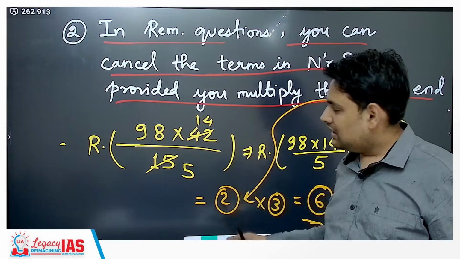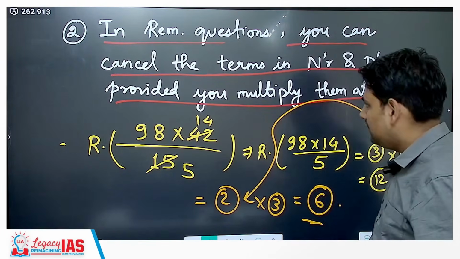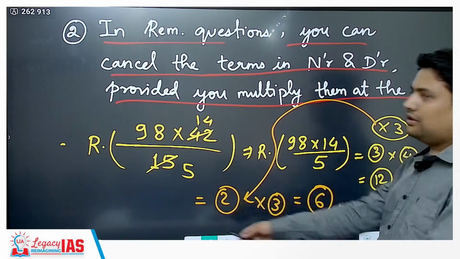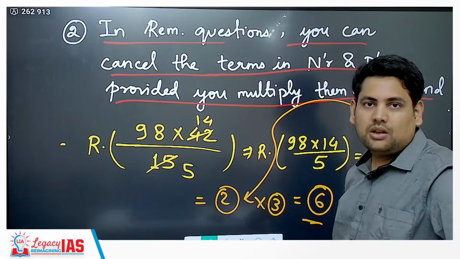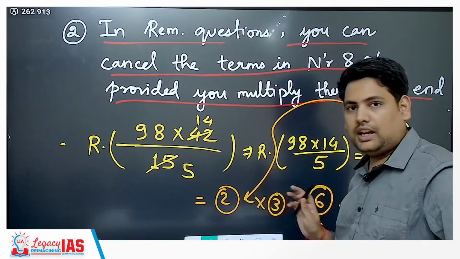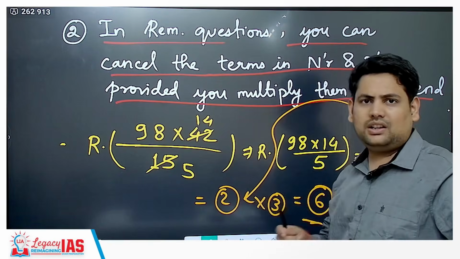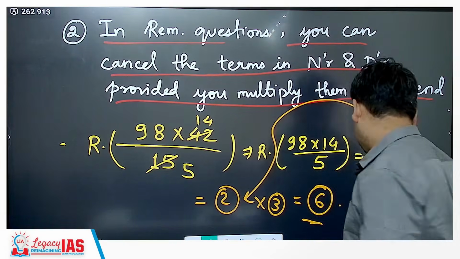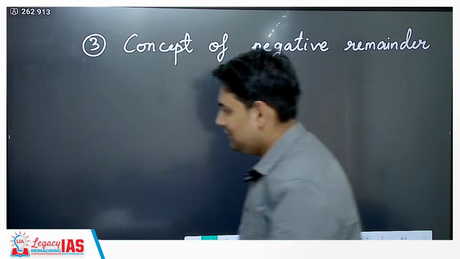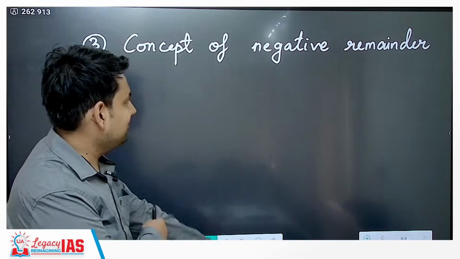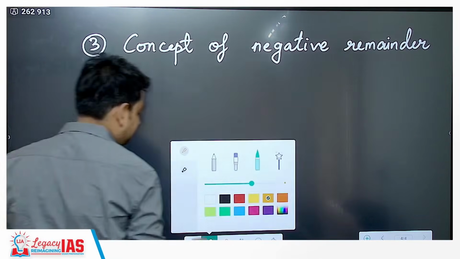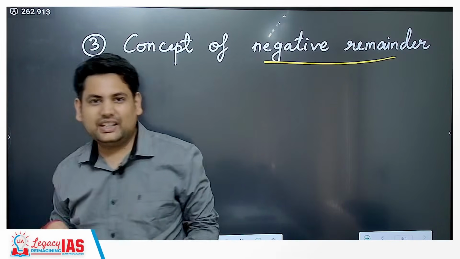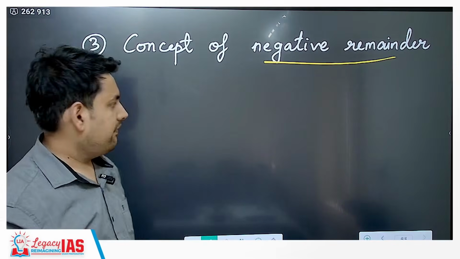Understood? So this is the second concept. First concept you understood, it can be distributed. Second concept, you understood that you can cancel out the terms but you must multiply them at the end to get the final remainder, final answer. These two concepts are clear? Okay. Just the third concept that you need to learn, then you will be able to solve it like me. See, the concept of negative remainder. What is this negative remainder? See, it's a beautiful concept.